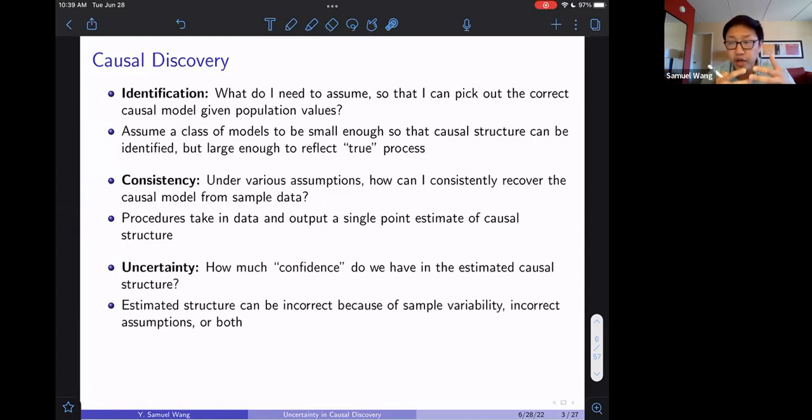Right? And so even if I do have consistency guarantees, given a specific set of data, the estimated structure can be incorrect. And this might be because of sample variability. This might be because I've made incorrect assumptions and my model is misspecified, or it could be both. Right? And so this is the problem that I want to think about today. And so ultimately, I want to think about uncertainty in the causal model selection problem.